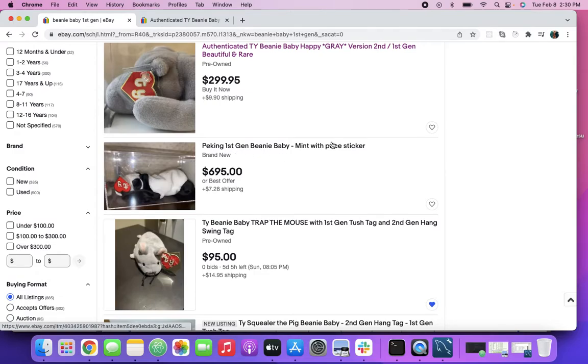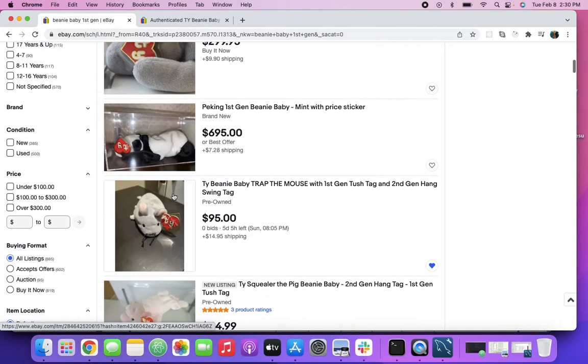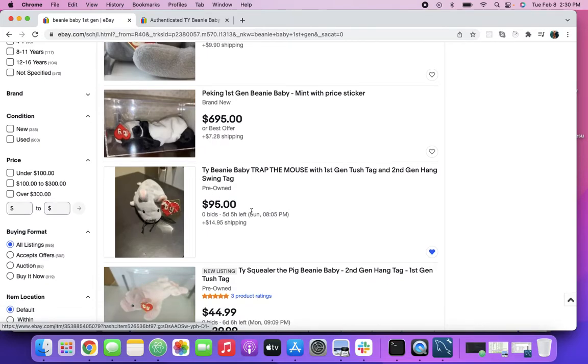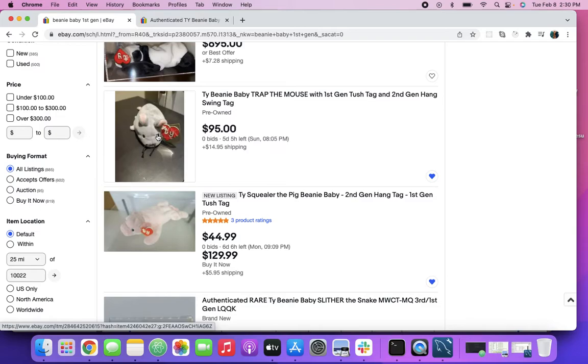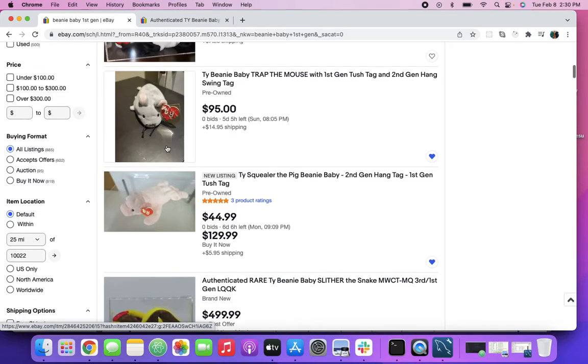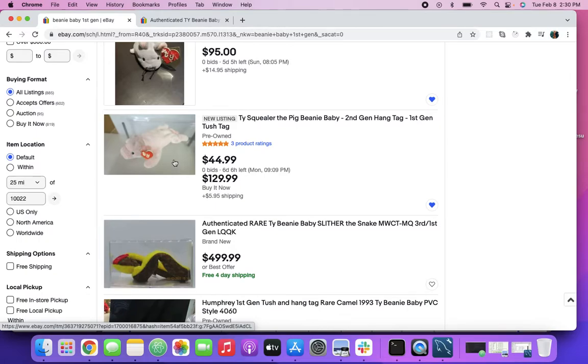All right, mint with price sticker, doesn't matter. That means it's not mint, but this is still a rare Peking. I would say it could go anywhere from the 300 to 600 range. This is a non-mint second-gen Trap, which is listed slightly accurately, I would say. Let's see, there might be a little bidding war for it, because Trap is still a rare beanie that people want. It's a very good-looking, nice in the palm type beanie.